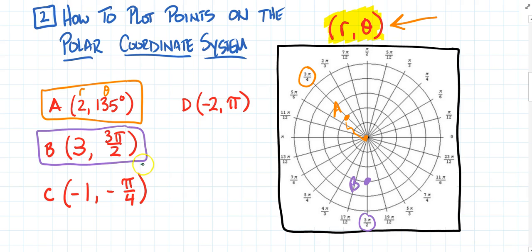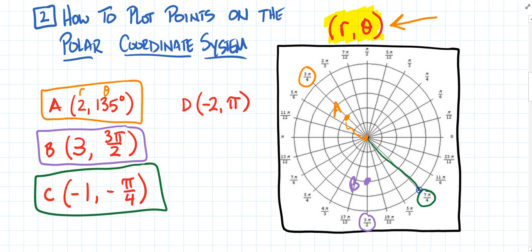Now here's where it gets a little bit tricky. C is -1, negative pi over 4. So again, I'm going to identify the angle. And remember, a negative angle is going to swing clockwise, so I'm going to swing down to negative pi over 4. That would be this point right here at 7 pi over 4. Normally, if I was going to draw this as a standard angle, I would have this going on, and that would be the positive angle, and this would be negative pi over 4. So that's how I got that.